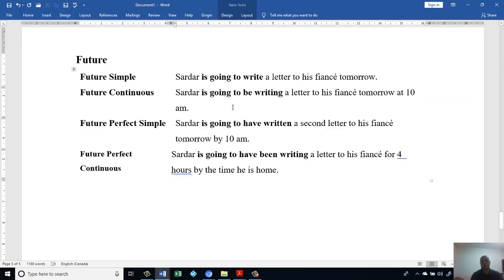Okay, now we make it future perfect. Sardar is going to have written a second letter to his fiancée tomorrow by 10 o'clock. Then we have to make it future perfect continuous. Sardar is going to have been writing a letter to his fiancée for 4 hours by the time he is home.